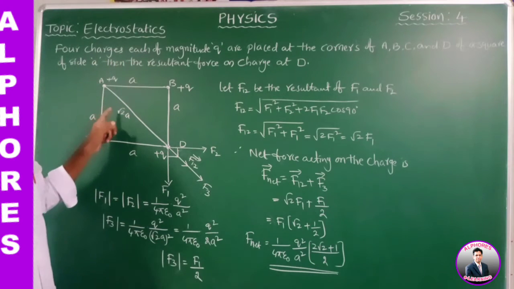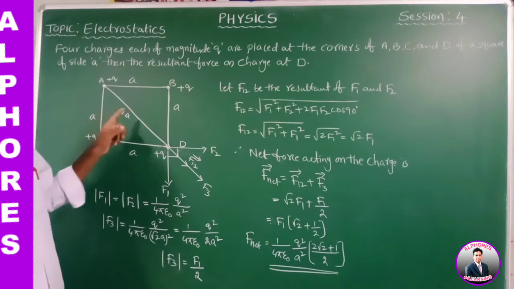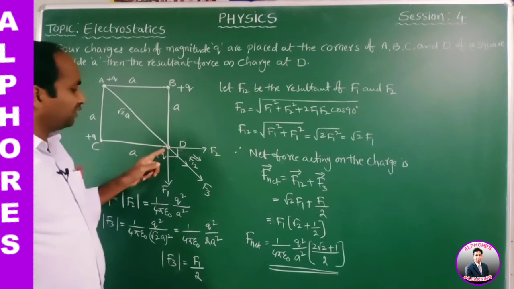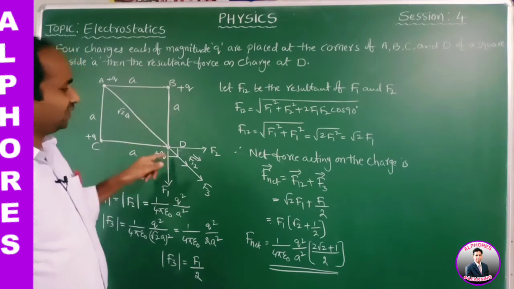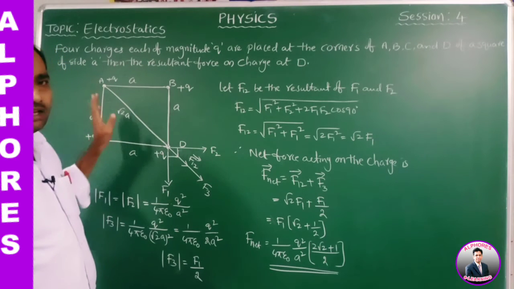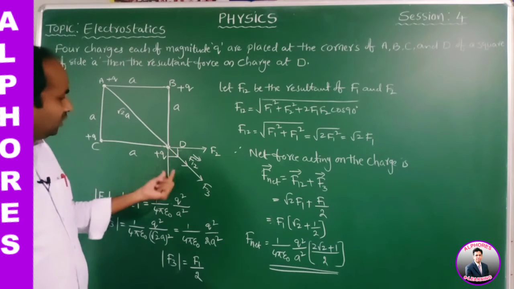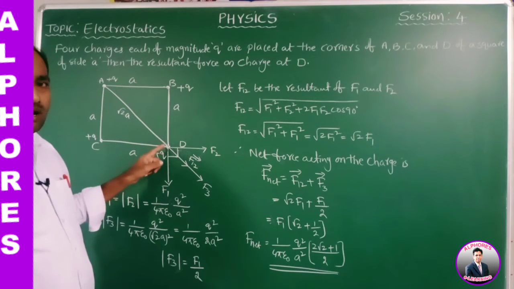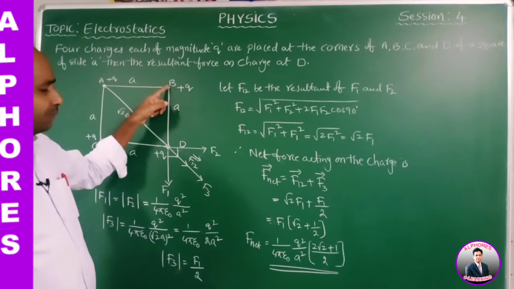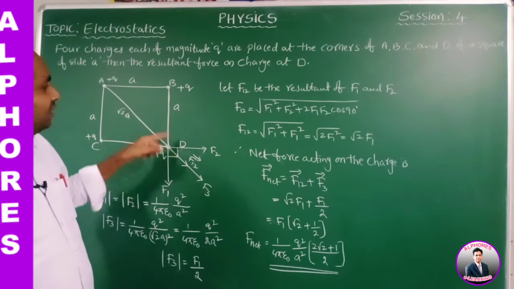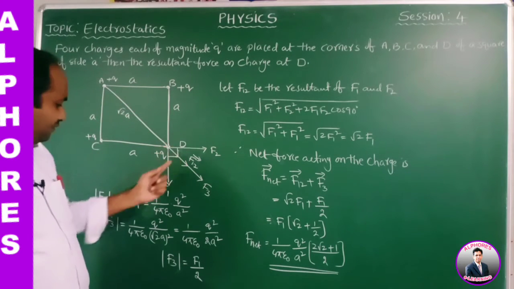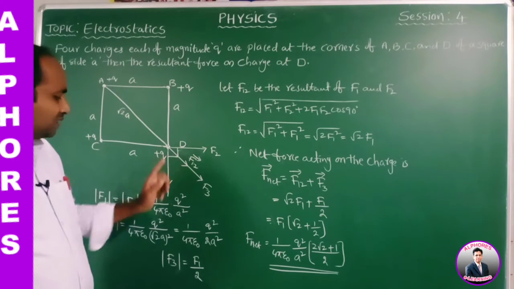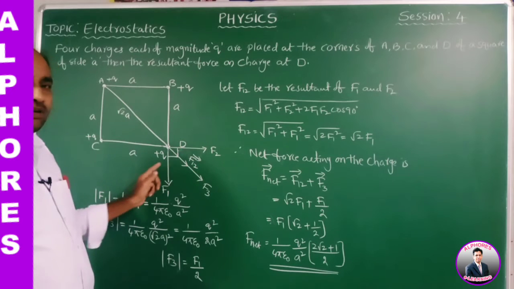See, once again I will repeat, 4 identical charges are kept at the 4 corners. We should calculate the net force acting on any one of the corners, not only at D. You may take either A, B, C or whatever it may be. So first of all we should calculate the individual forces acting on the charge, by the charges kept at B, C and A. Here the magnitudes of F1 and F2 are the same, and the directions are perpendicular to each other.